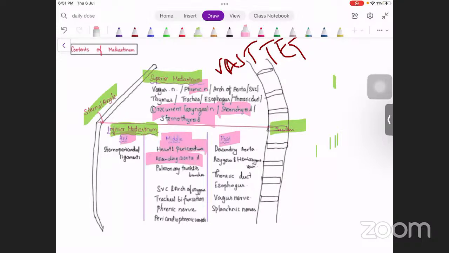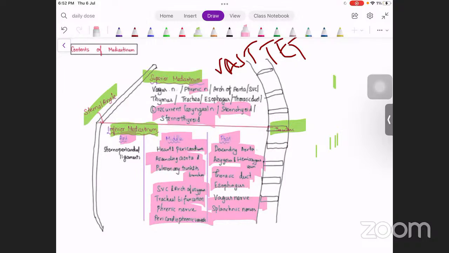ascending aorta, and pulmonary trunk and its branches, SVC and the arch of azygos, and tracheal bifurcation, phrenic nerve, and pericardiophrenic vessels. And the posterior mediastinum is where you see the descending aorta, azygos and hemiazygos vein, thoracic duct, esophagus, vagus nerve, and splanchnic nerve. So what are the things you have to remember? Vagus nerve, thoracic duct, esophagus, and descending aorta. All of these are in the posterior mediastinum.